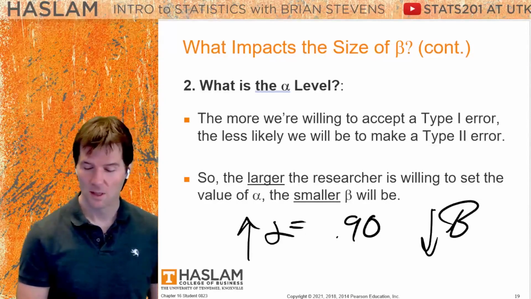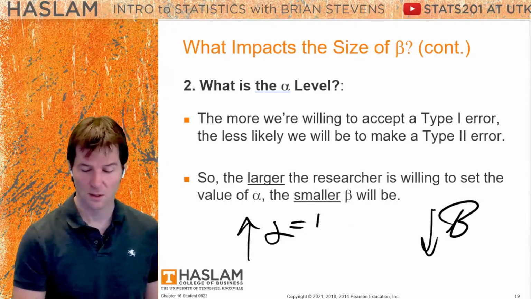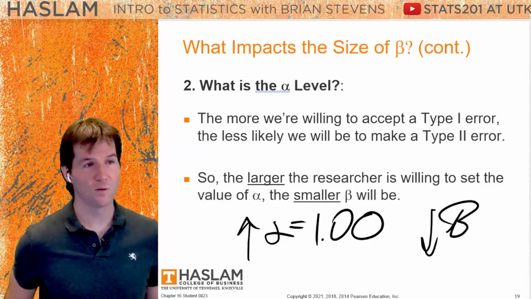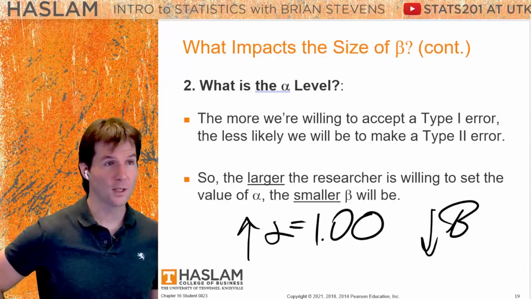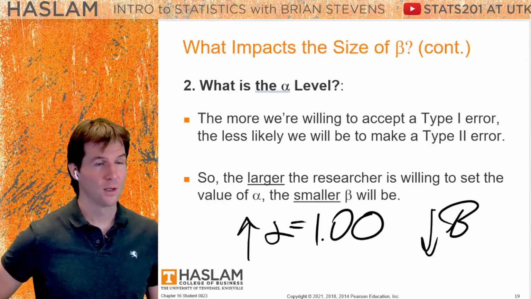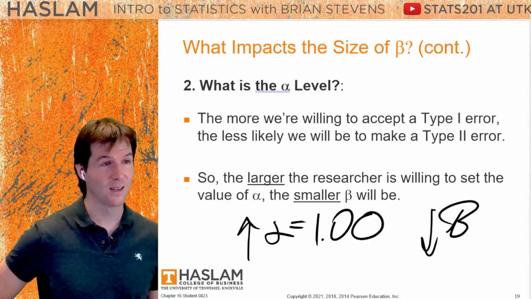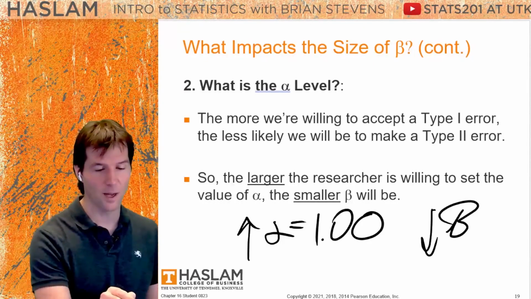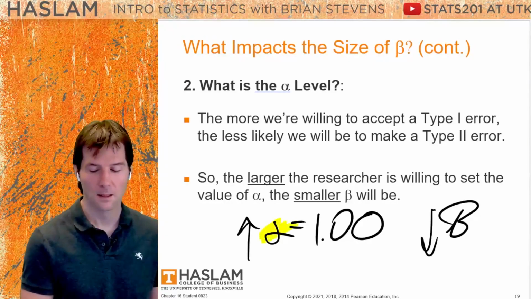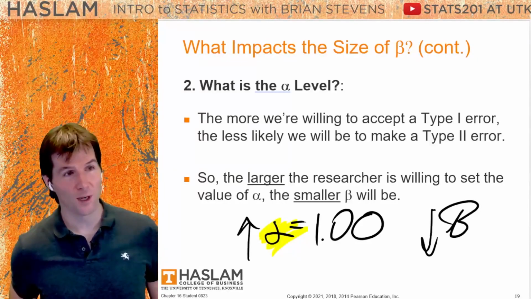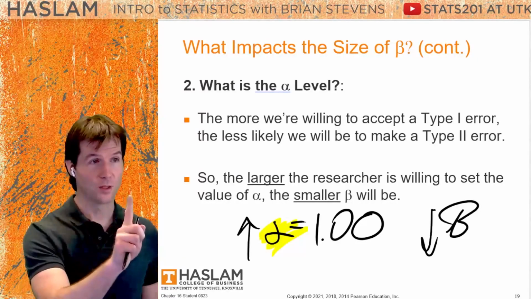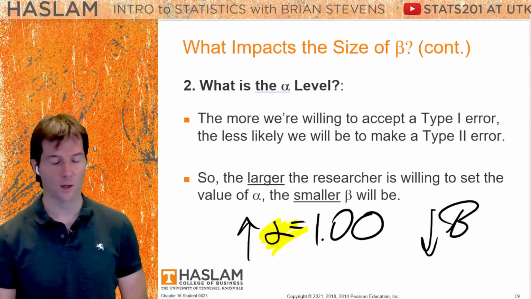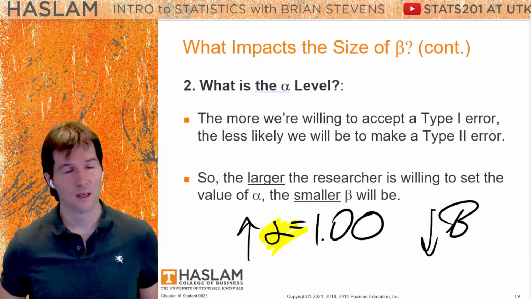Think about this. If we set alpha to 1, which is ridiculous, we would make it virtually impossible to make a type 2 error. Because a type 2 error is when you fail to reject the false null. Alpha is the percent of time you reject the null. So if you're rejecting the null 100% of the time, basically, then you'll never fail to reject the null. Now, don't do this, because you would make an insane amount of what? Type 1 errors. Type 1 errors are when you reject the null and the null is true. So you would increase your type 1 errors at the cost of fewer type 2 errors. You don't want to do that.